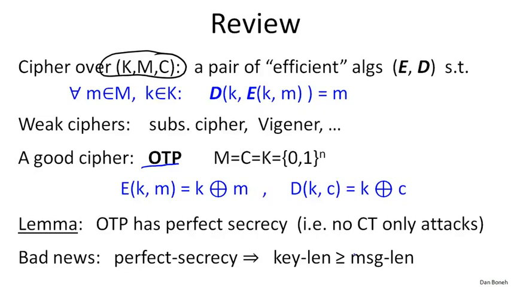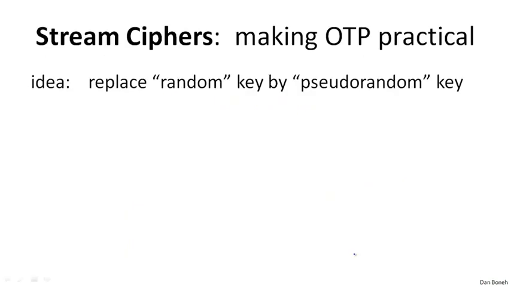So in this lecture, we're going to take the idea of the one-time pad and try to make it into a practical encryption scheme. This is what's called a stream cipher. The idea in a stream cipher is, rather than using a totally random key, we're actually going to use a pseudo-random key. And to explain how that works, I need to define what a pseudo-random generator, a PRG, is.